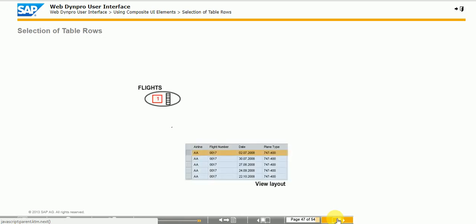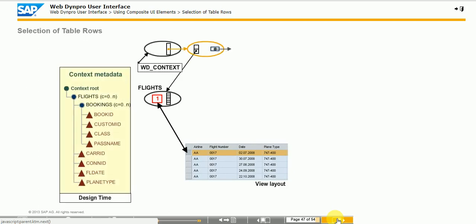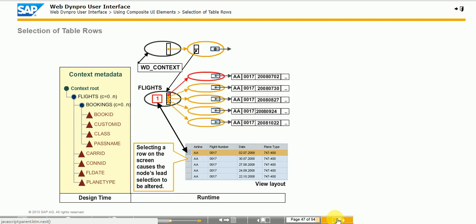Whenever you choose the selection button of a table row on the rendered screen, a round trip is initiated as default behavior. This round trip causes the lead selection of the context node to which this table is bound to be altered. In the figure, the node collection contains two elements and the user chooses the second table row. This corresponds to element 2 of node flights, and the lead selection of this node is altered to reflect the user's selection. The number of rows in the table equals the number of elements in the node collection.